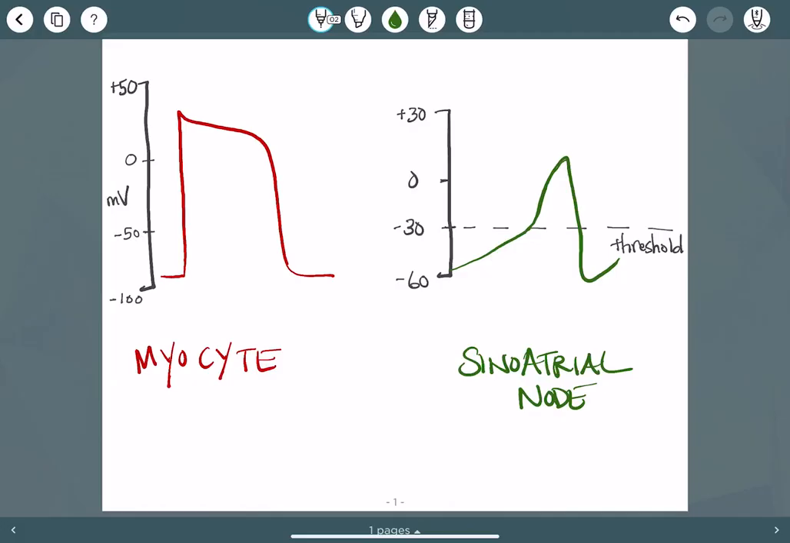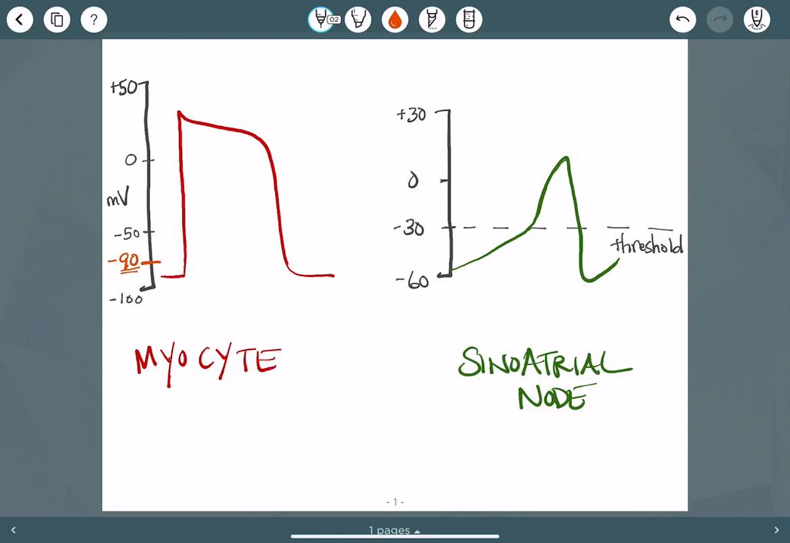So the first thing we have to remind ourselves about and discuss is the way action potentials are generated in the different cells within the heart. Our myocytes are the muscle cells of our heart, and they're represented on my picture here in red. In your notes, it's the one on the left. Cardiac myocytes have a resting membrane potential of around -90. They sit at about -90 millivolts.